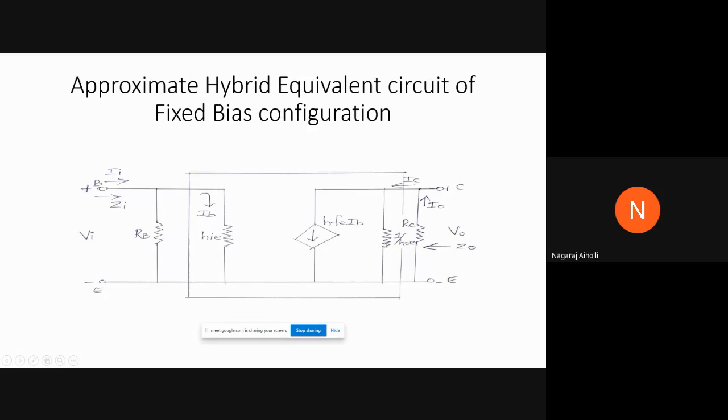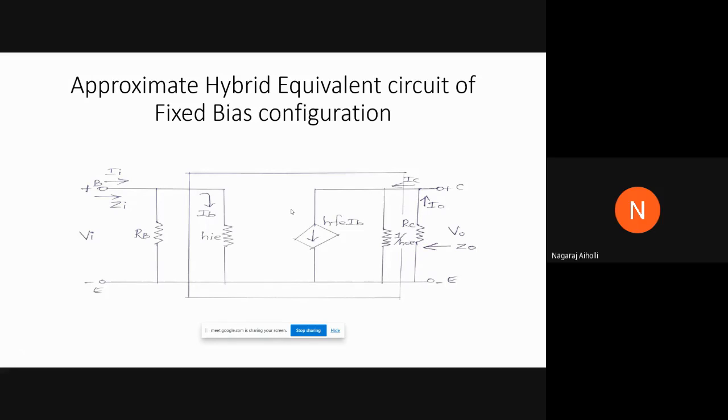Right? This R0 or 1 upon HOE is not very large. Therefore, we have to consider this. That is what I mentioned when I was explaining earlier, that if the resistance is not large, then we have to consider the output resistance 1 upon HOE or R0. Therefore, we are considering it here, but we are shorting the input voltage source, and from there we get this HIE at the input. HIE is there, HFE IB is there, 1 upon HOE or R0 resistance is there, then this RC and RB. This is our approximate hybrid equivalent circuit of the fixed bias configuration.